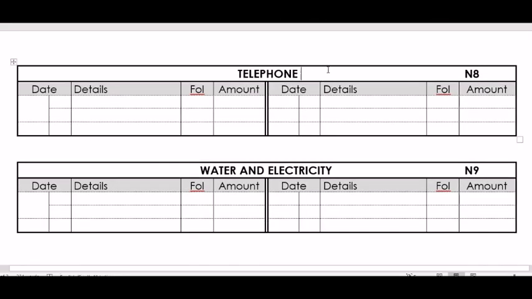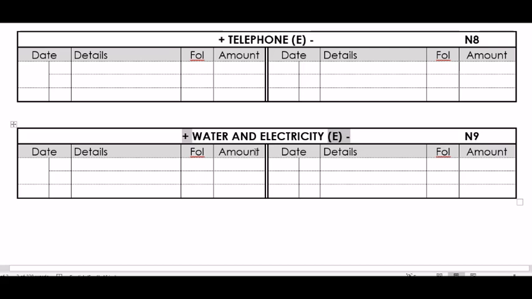Nominal account number 8 is telephone, which is also an expense. So it's the E of dead, the plus is on the debit and the minus on the credit. And nominal account number 9, we've got water and electricity. The plus is on the debit, the minus is on the credit.